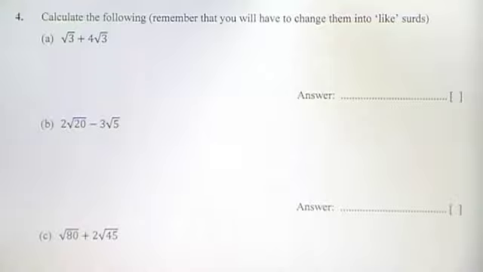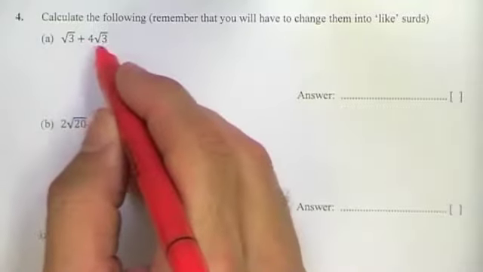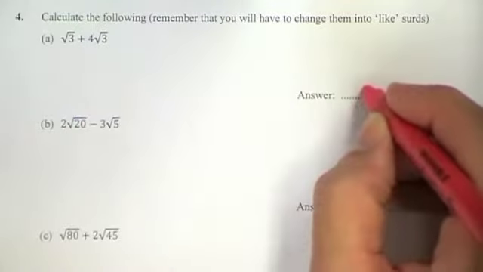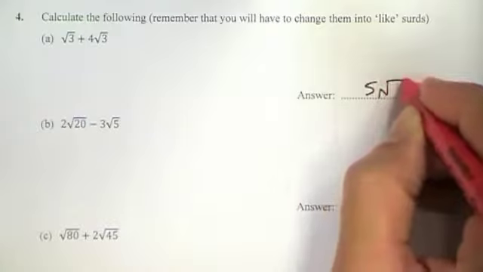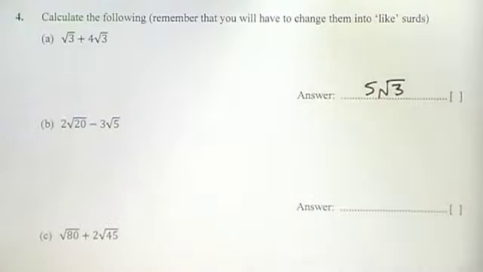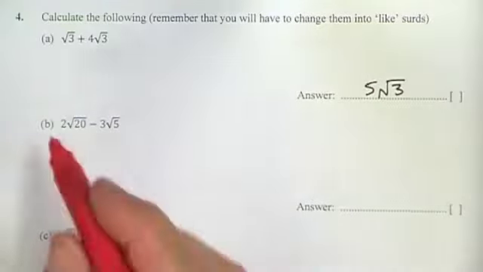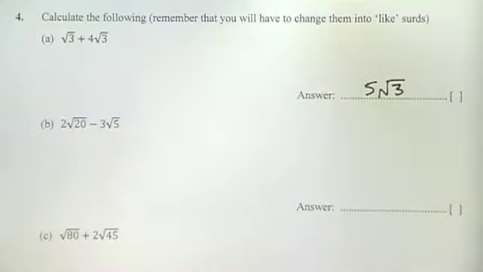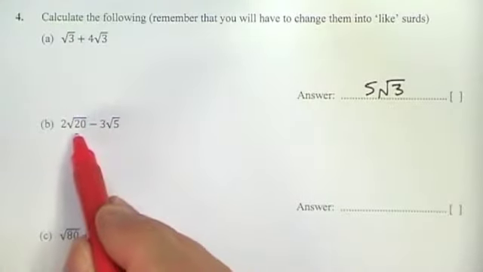Question 4 is asking us to add surds together. When you add surds, you can only add surds of the same type. The first question is quite straightforward because they're both root 3. So you've got root 3 plus 4 root 3. That's simply going to be 5 root 3. Part 2, you've got surds which are not of the same type. You've got root 5 and root 20.